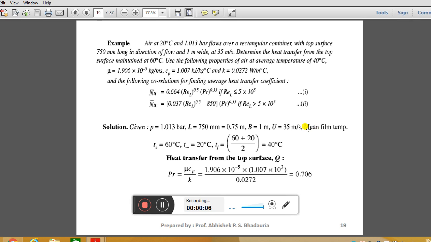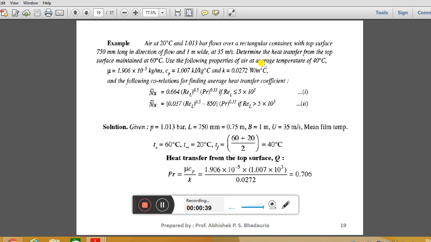So today we will discuss problems on convection. So read the statement of the problem. The air at 20 degrees centigrade and 1.013 bar flows over a rectangular container with top surface 750 mm long in direction of flow and 1 meter wide at 35 meter per second. Determine the heat transfer from the top surface maintained at 60 degrees centigrade. Use the following properties of air at average temperature of 40 degrees centigrade.